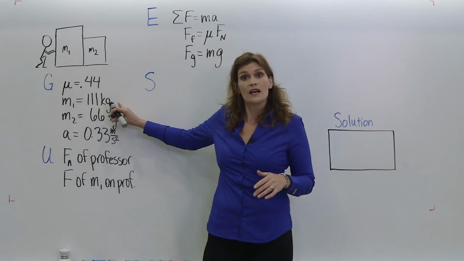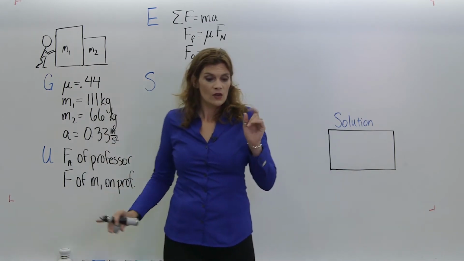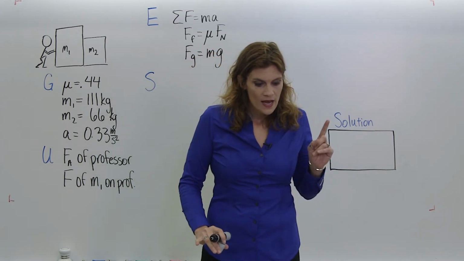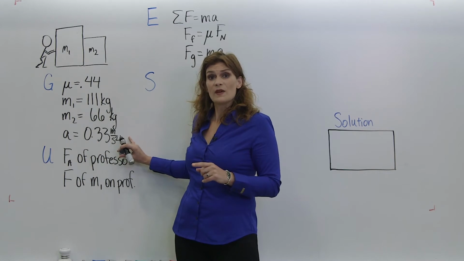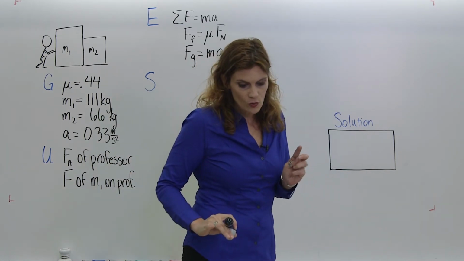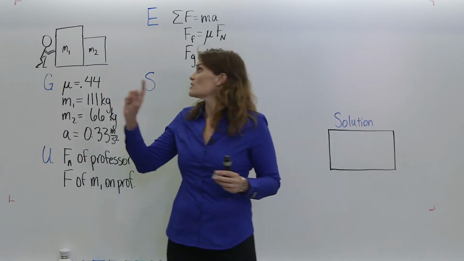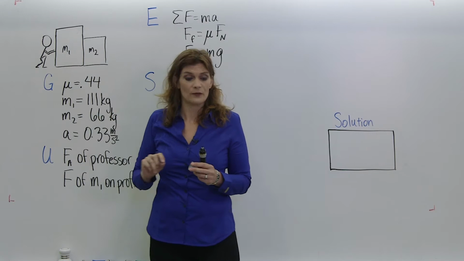Mass 1 is 111 kilograms, and mass 2 is 66 kilograms. We are looking for how hard Professor Hafner has to push to accelerate these masses at 0.33 meters per second squared. So the second part of the question asks, what is the force that M1 pushes back on Professor Hafner?